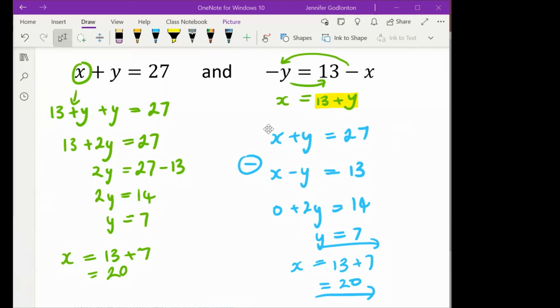Yes, but then my answer for y was y equals negative 7. But it should be negative y is equal to negative 7. You're forgetting that negative sign in front of your y. Oh, okay. I found it. Thank you, ma'am. Okay, no problem.